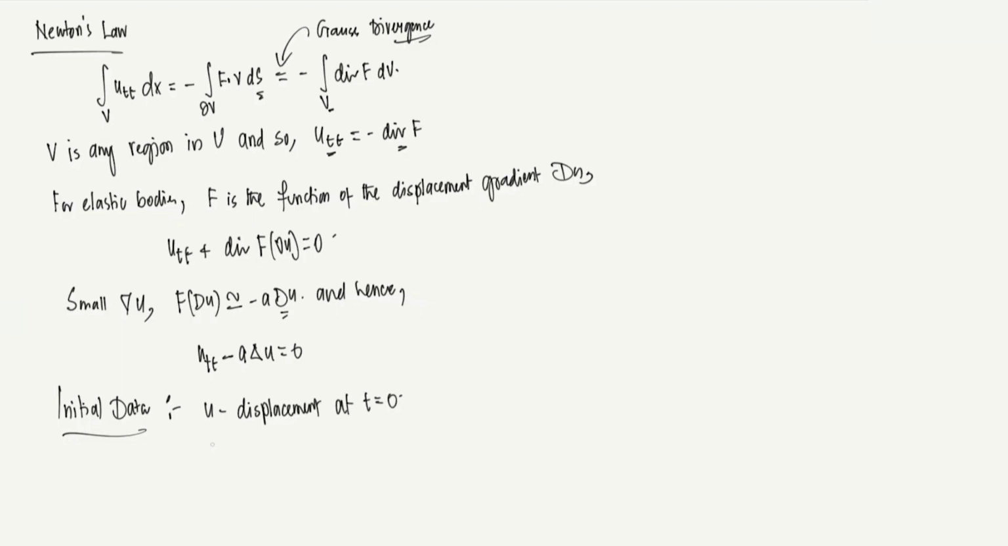Okay, and u_t is the initial velocity, right? So we'll just write down the velocity at t equals 0. Why initial? Because we are starting at t equals 0. Clear? Okay, so those are the things. This is a physical interpretation.